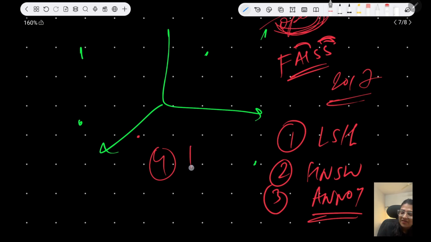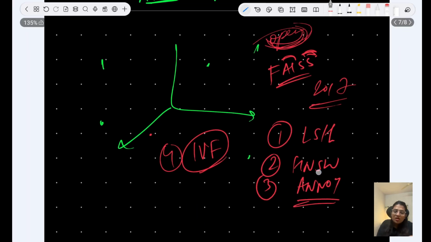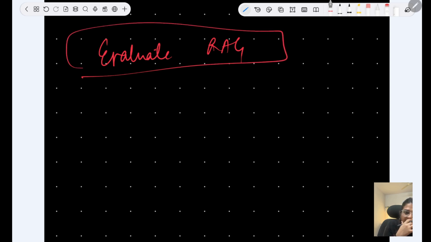And then you have inverted file index. It's IVF, but again not the kind you want. And these are some of the ones that are good enough. Now, if you remember, I mentioned that if you want to evaluate a RAG model, the final step you have to do is evaluate the retriever. How is it getting relevant information, right?